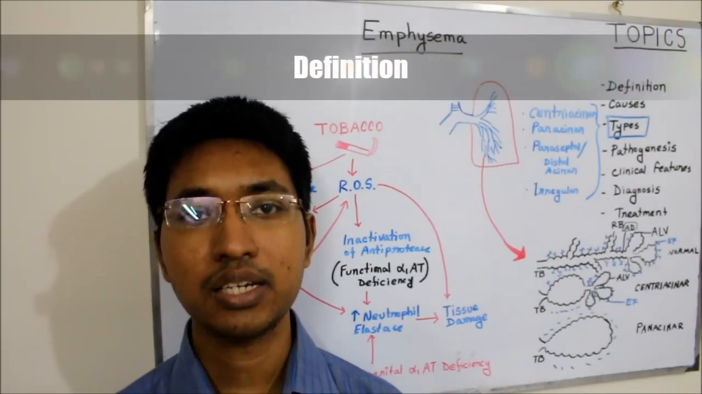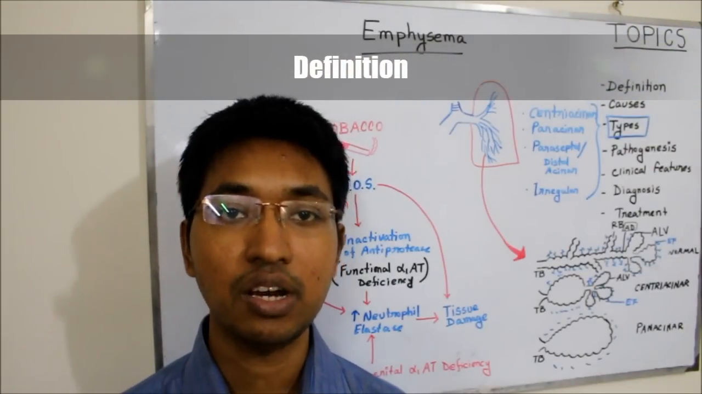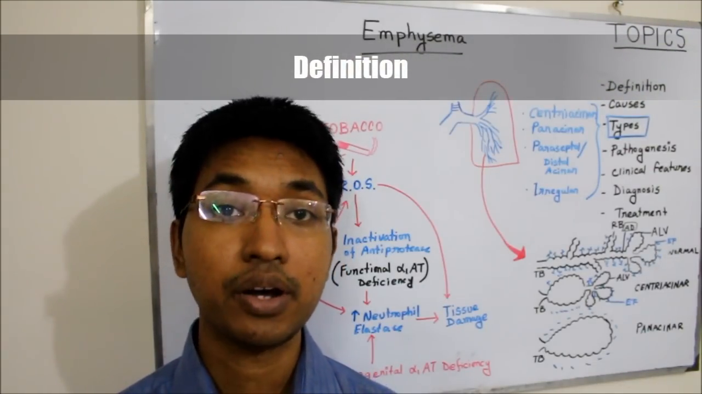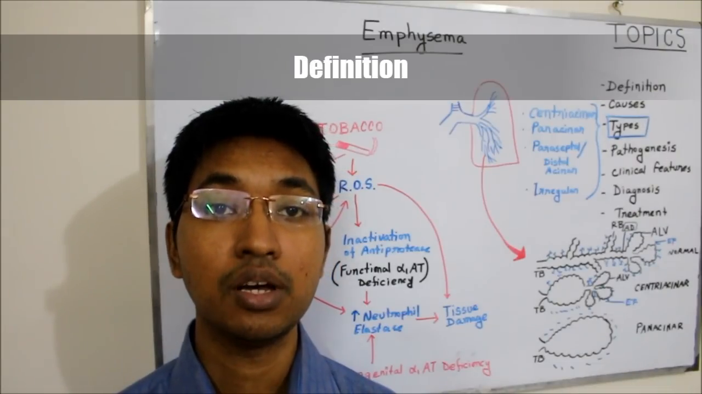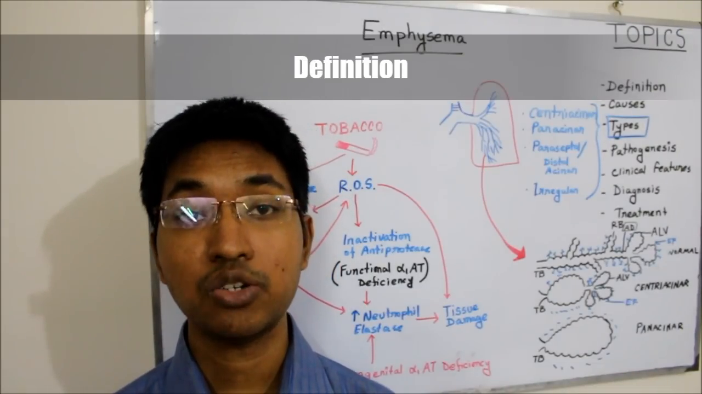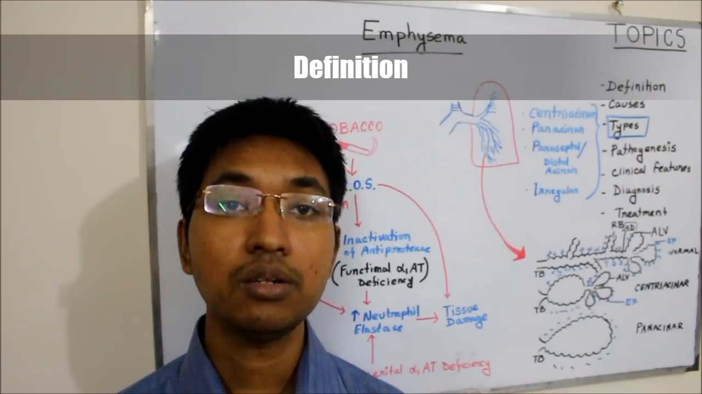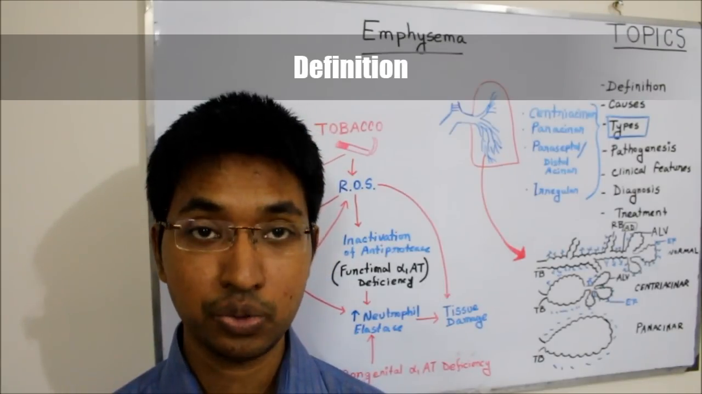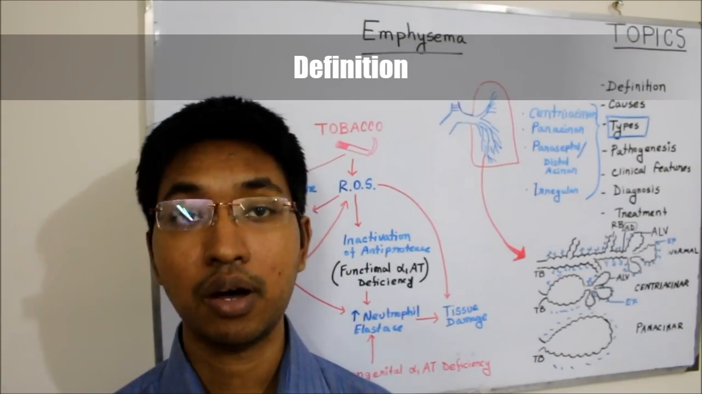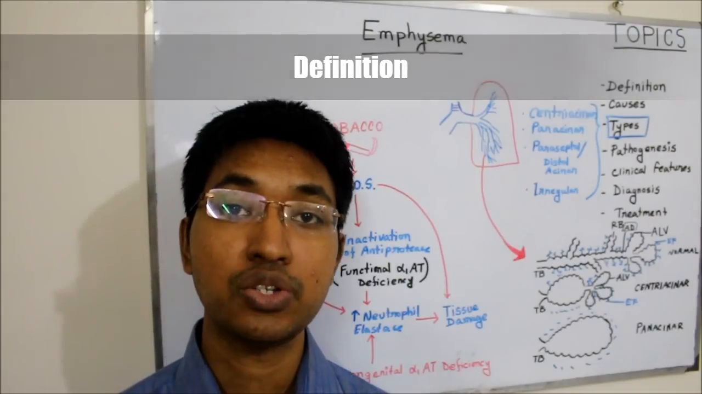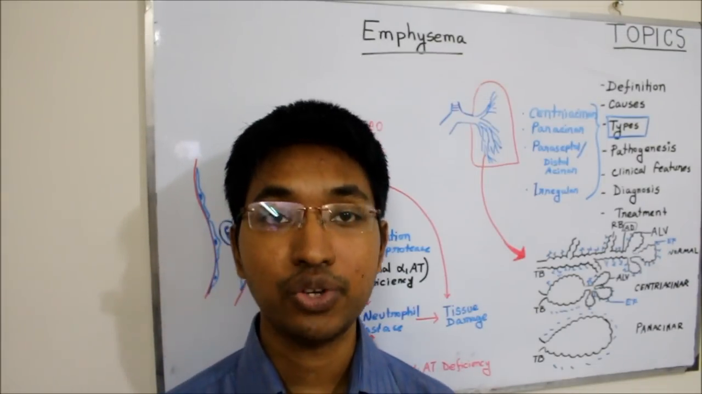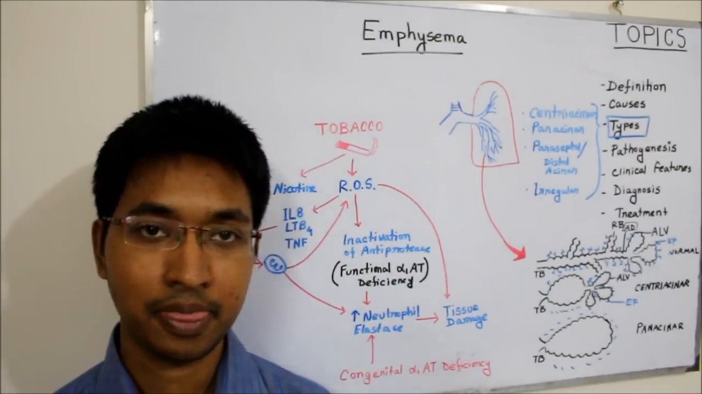Emphysema can be defined as a condition of the lungs characterized by irreversible enlargement of the air spaces distal to the terminal bronchioles, accompanied by destruction of its wall without any obvious fibrosis.